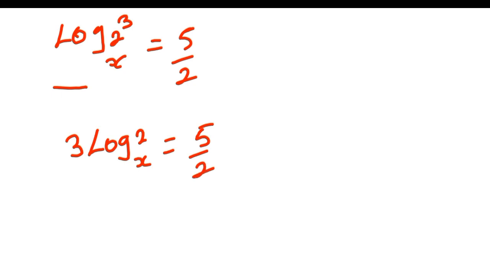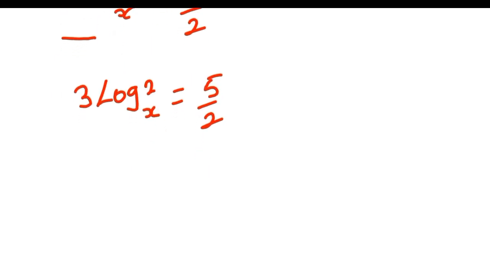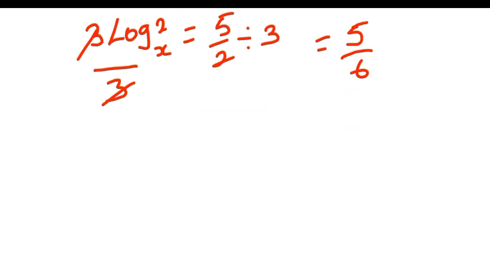Now we're going to try getting rid of this 3 by dividing both sides by 3. So when we divide this part by 3, this 3 is going to cancel this 3, and here we have divided by 3. So this is going to give us 5 all over 6. Because after that, we have that our log 2 base x is equal to 5 all over 6. And the question still says we should solve for x.